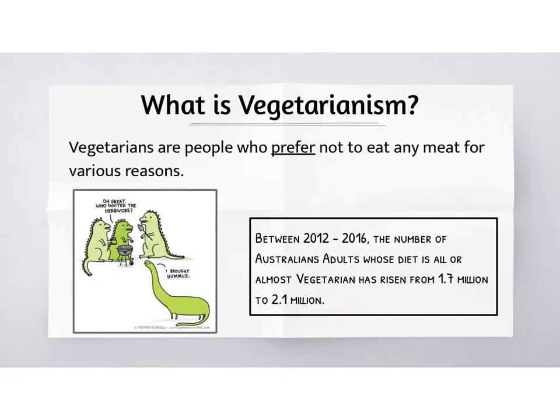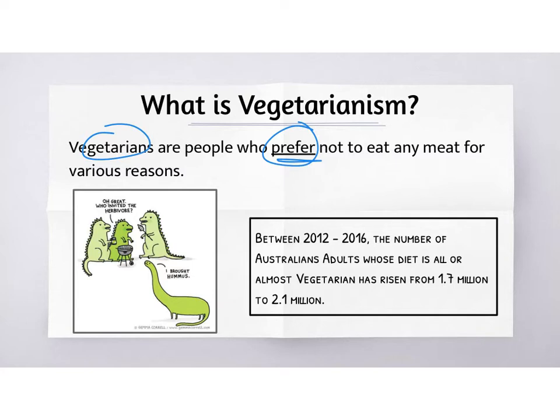So to start off with, let's define vegetarianism. So vegetarians are people who prefer not to eat meat for various reasons. So it isn't a dietary requirement. It is not linked to requirements that the individual has. It's basically a personal preference. And it is a choice that people make, and it is becoming more and more common in our society.